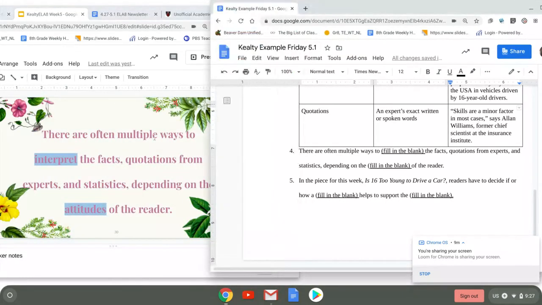So there are often multiple ways to interpret, right? There are multiple ways to look at something and determine what you think it means, right? I might look at that 75% of students are getting a B or higher, and I might interpret it as, wow, this must have been a pretty easy test if most of the students are getting a B.